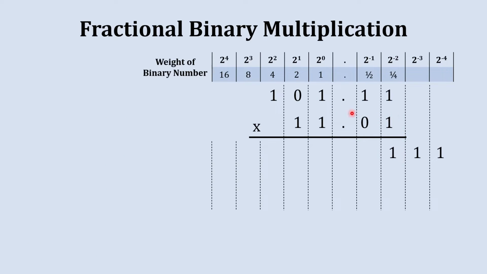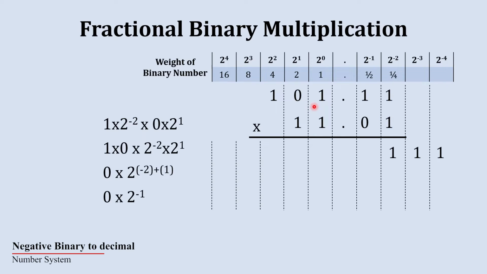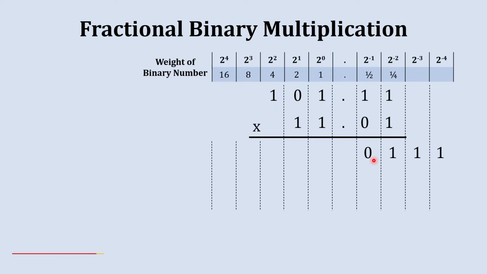Now we'll multiply this 1 with this 0. And for that also we'll use the same logic. So 1 into 0, the multiplication is 0 and the multiplication of their weight is 2 raised to minus 1. So we'll place this 0 at 2 raised to minus 1 place value over here. Now we'll jump to the next digit, this one. So we'll multiply this one with this one.